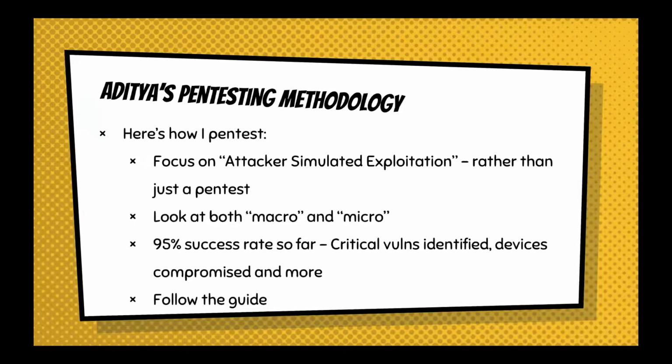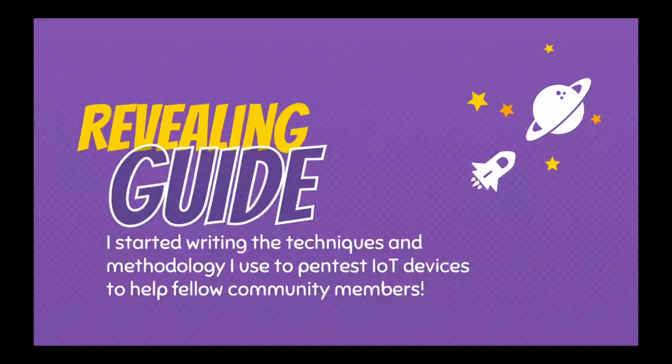And then you have to look at both the macro and the micro, so all the individual components and the entire ecosystem or the entire architecture as well. And so far, in all the pen tests that we have conducted, we have had around a 95% success rate of finding critical vulnerabilities. And it signifies both that we are extremely good as well as that IoT devices are extremely insecure.